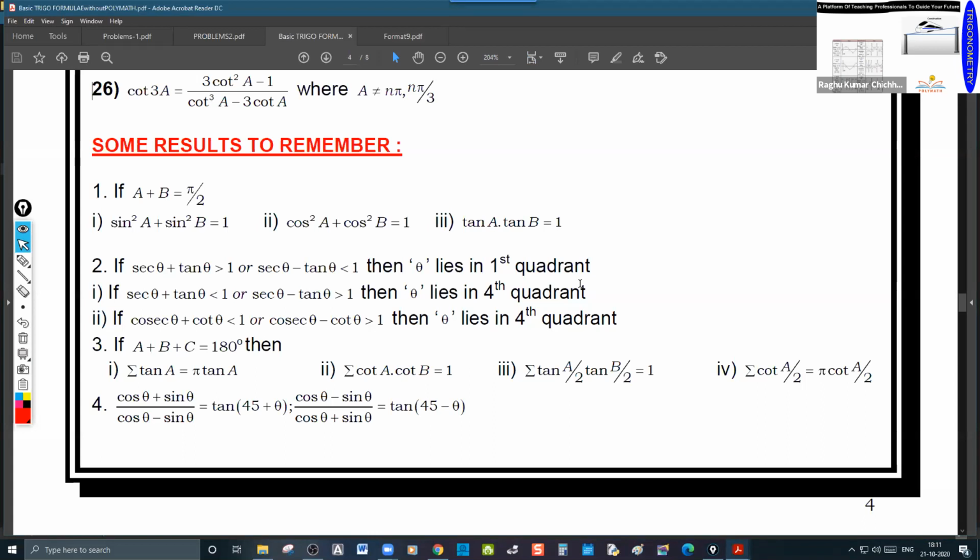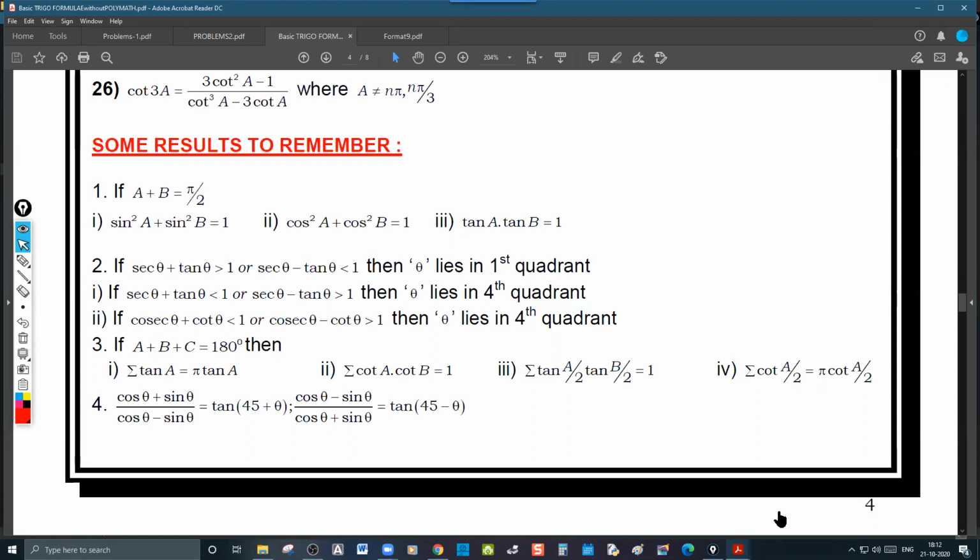Bhavi, please read that first one, please. Some results to remember. First one. A plus b equals pi by 2. Sin square a plus sin square b equals 1. Cos square a plus cos square b equals 1. Tan a into tan b equals 1. That's good.